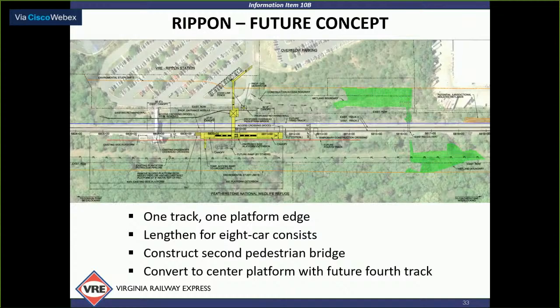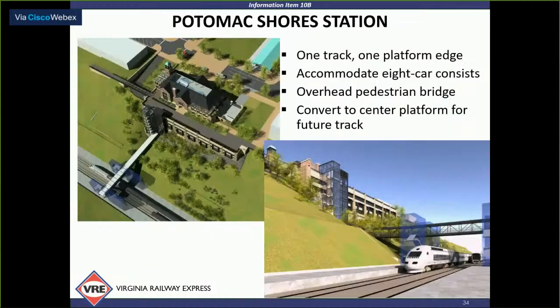Now we could do a platform extension similar to Lorton. We have plans to do some rehabilitation to the existing bridge where necessary. There are no major issues with the bridge, but it's starting to show its age. So we do some state of good repair work on the bridge, and then be prepared to build a center platform and bridge structure when needed with the fourth track in the distant future. Next slide, please, Robert.